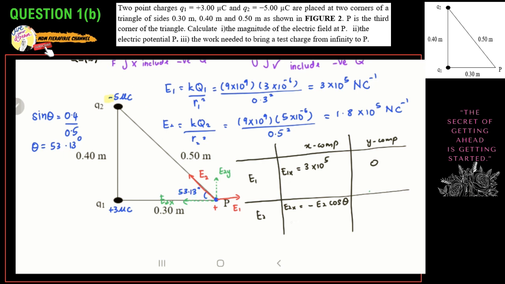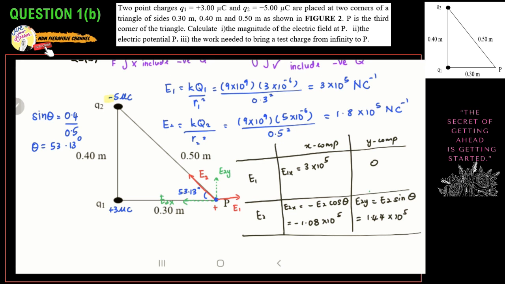Okay, so E2x would be equal to negative. Don't forget to put negative 1.08 exponent 5. Alright, how about E2y? E2y is upward, so positive value, so it should be E2 sin theta. Please substitute all the values: E2 and theta, the angle. Therefore, E2y should be equal to 1.44 exponent 5.